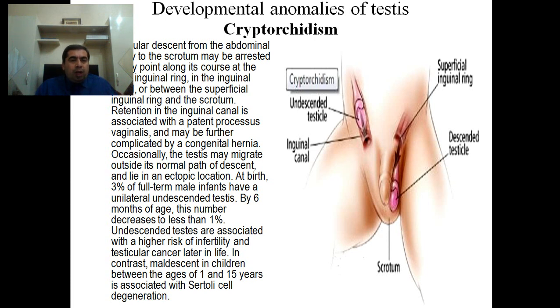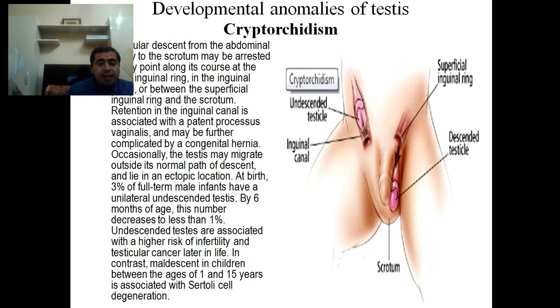Testicular descent from the abdominal cavity to the scrotum may be arrested at any point along its course: at the deep inguinal ring, in the inguinal canal, or between the superficial inguinal ring and the scrotum. Retention in the inguinal canal is associated with a patent processus vaginalis and may be further complicated, as I have noted before, by a congenital hernia.